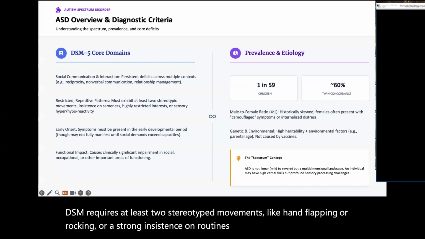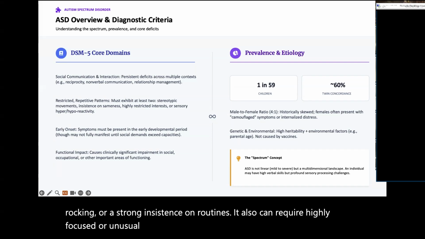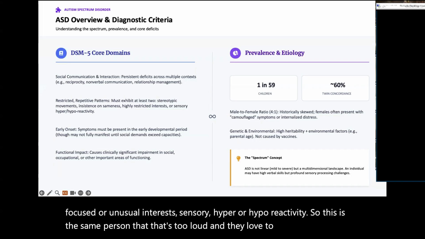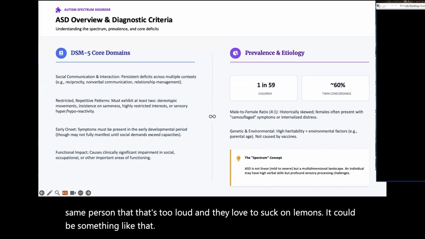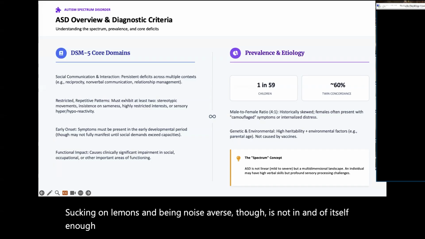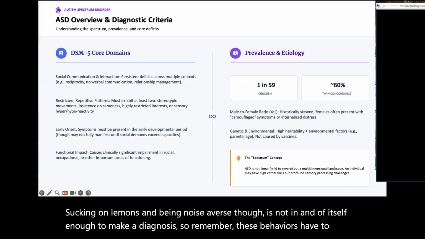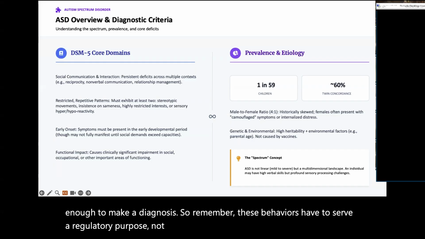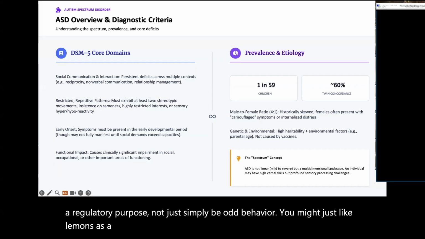It also can require highly focused or unusual interests, sensory hyper or hypo reactivity. So this is the same person that's too loud and they love to suck on lemons. It could be something like that. Sucking on lemons and being noise averse, though, is not in and of itself enough to make a diagnosis. So remember, these behaviors have to serve a regulatory purpose, not just simply be odd behavior. You might just like lemons as a toddler.